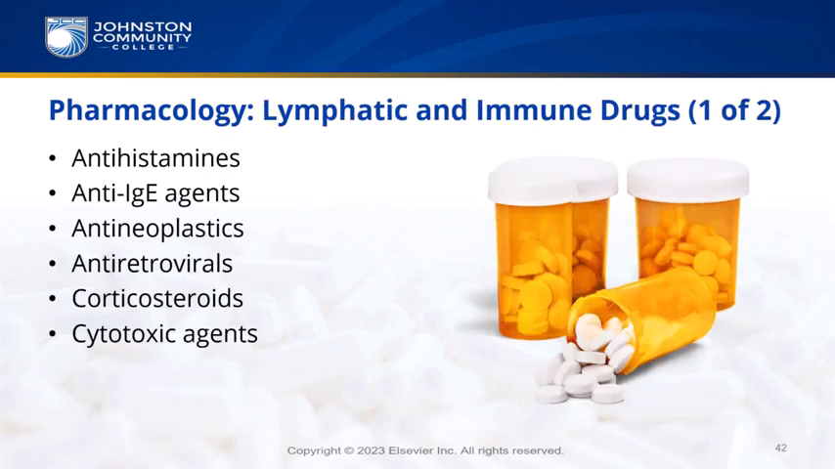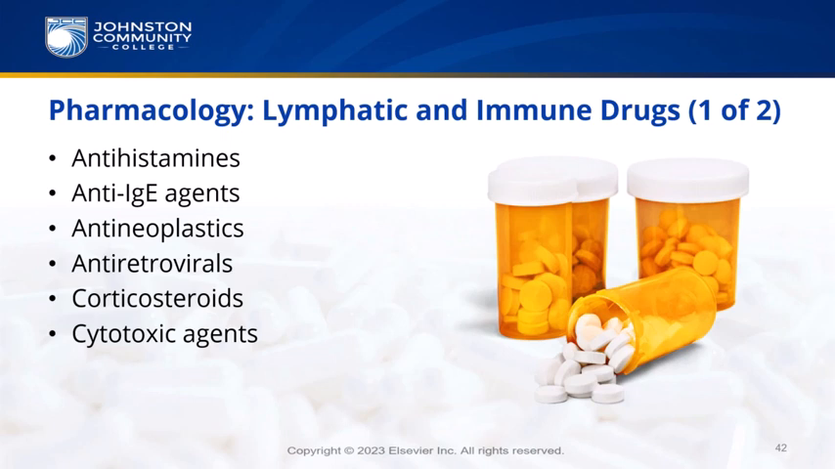Pharmacology of the lymphatic and immune drugs. Antihistamines are drugs that block histamine receptors to manage allergy symptoms. Examples include Benadryl and Claritin and Allegra. Anti-immunoglobulin E agents are monoclonal antibodies used to treat allergic asthma and allergic rhinitis. Xolair is the first available agent in this class. Anti-neoplastics are drugs that are used to treat cancer by preventing the growth or promoting the destruction of neoplastic, also known as tumor cells. Numerous drugs, including methotrexate and rituximab, fall into this category.